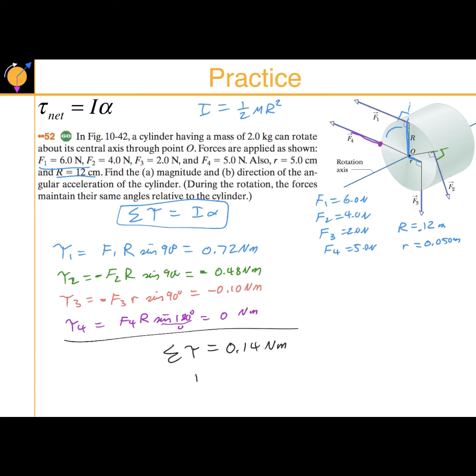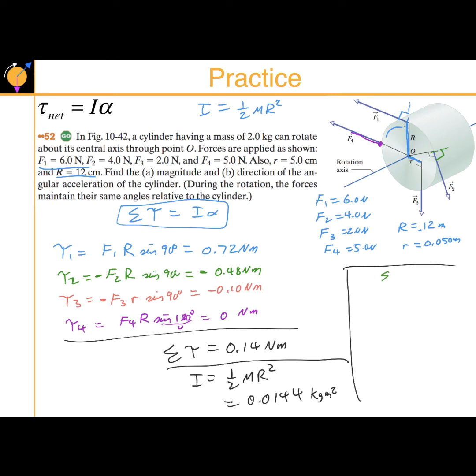And we also need the moment of inertia. It's 1/2 mr squared for a cylinder. And that works out to 0.0144 kilograms meter squared. We now have everything we need to calculate our final answer.